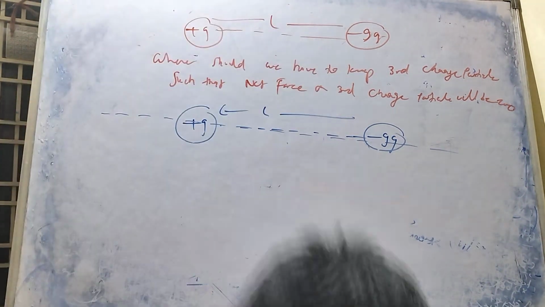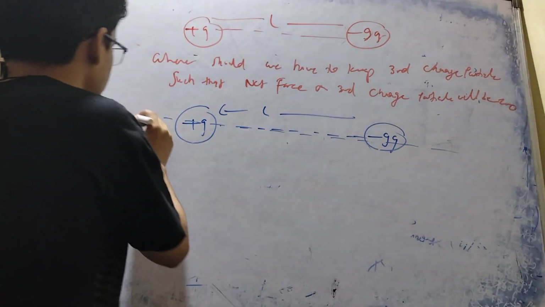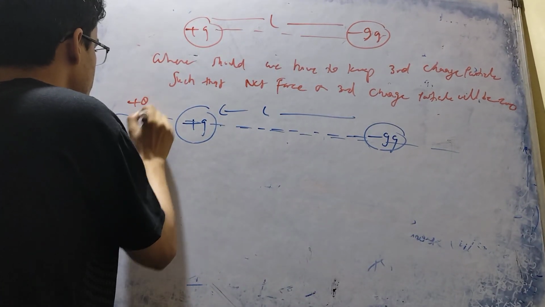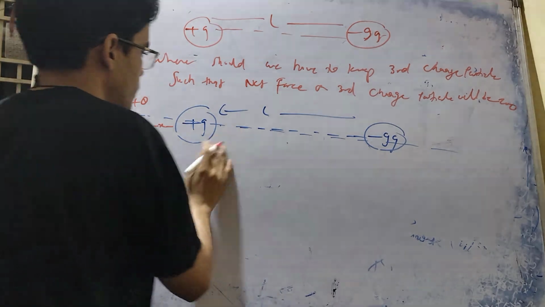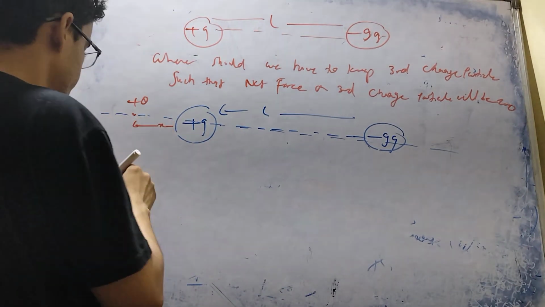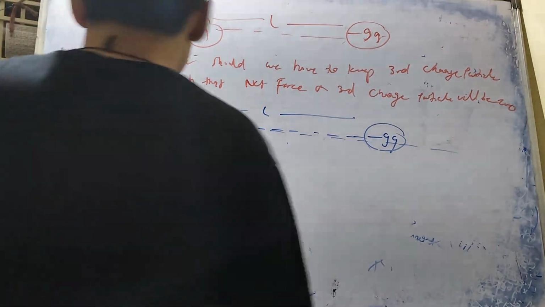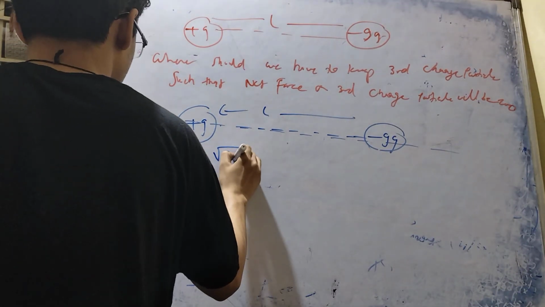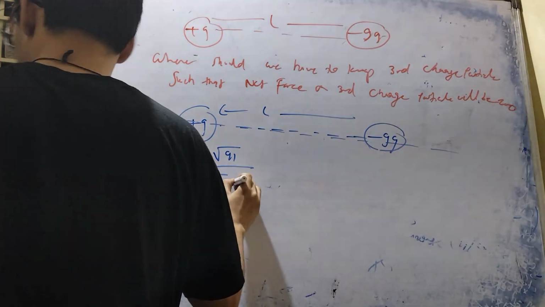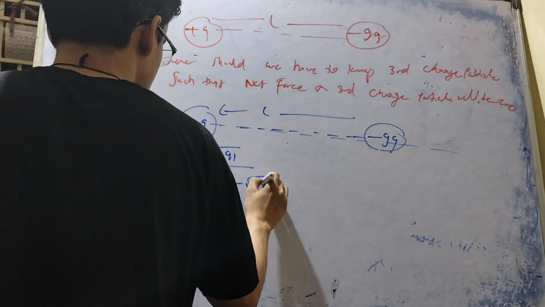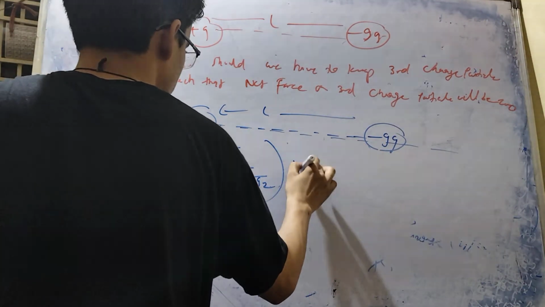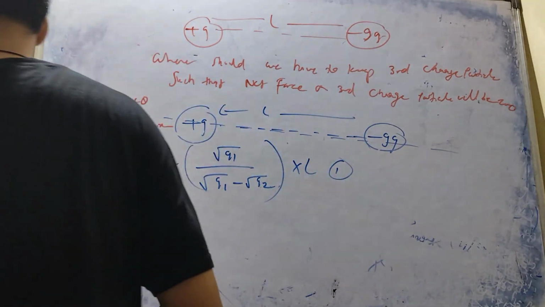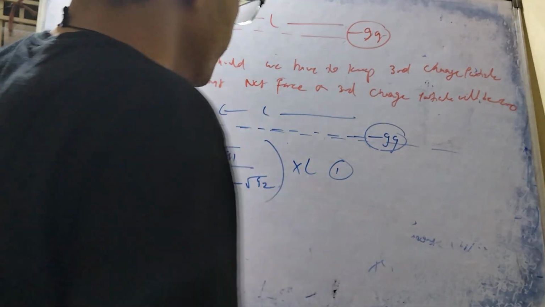We can put here plus q. This will be x. Now tell me here. If you will solve, then you will get, but I want to write simply, x will be under root q1 upon under root q1 minus under root q2 into L. Check. So, thank you so much.